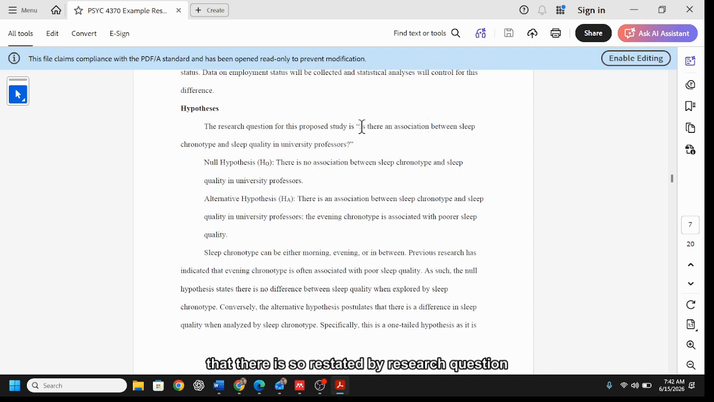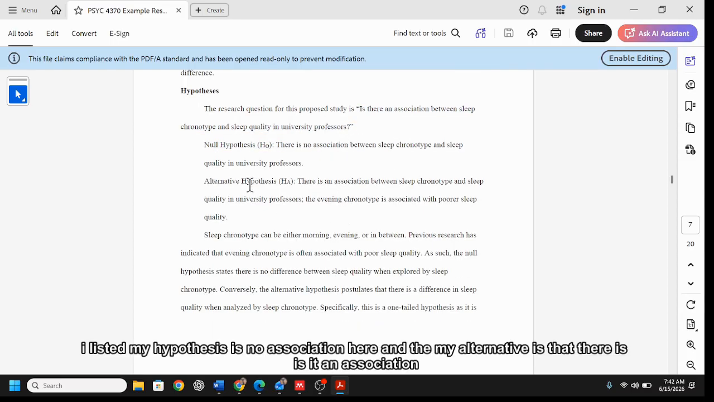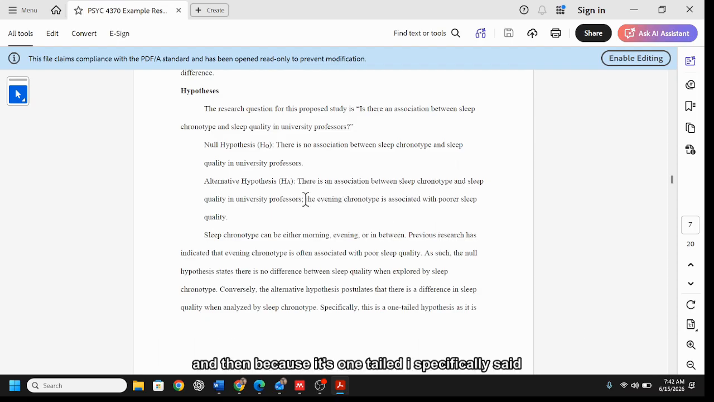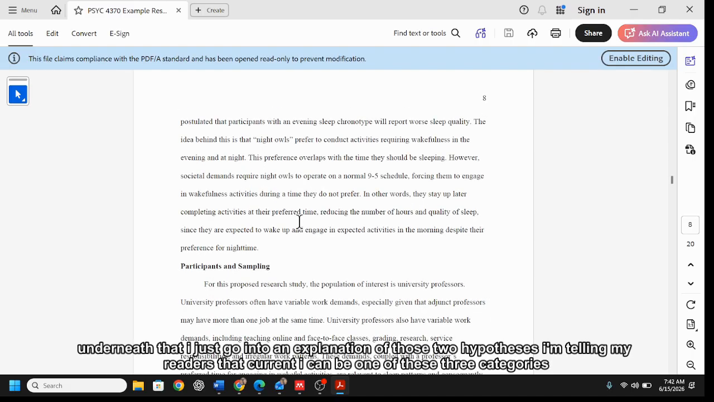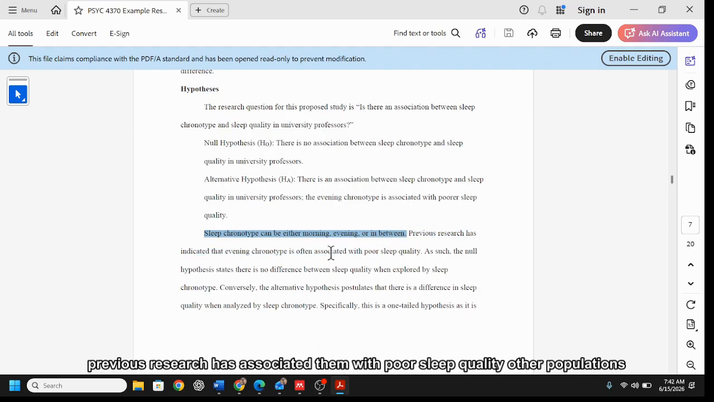So I restated my research question. I listed my hypothesis. There's no association here. And then my alternative is that there is an association. And then because it's one-tailed, I specifically said that evening chronotype is associated with poor sleep. Underneath that, I just go into an explanation of those two hypotheses. I'm telling my readers that chronotype can be one of these 3 categories. Previous research has associated them with poor sleep quality in other populations.